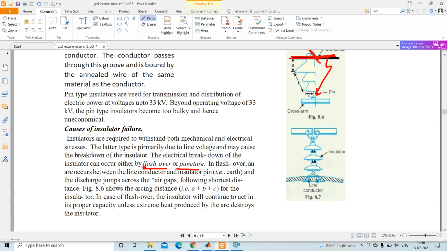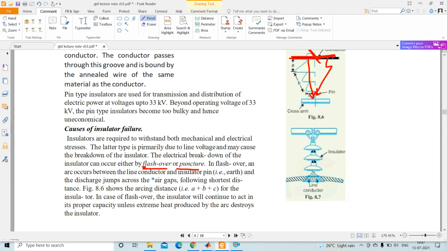when the line voltage exceeds a certain limit or certain value, then when there is a puncture, current will flow through this porcelain material to the pin. Okay, through inside this, if there is a puncture, excessive heat is formed inside this insulator material, and then the insulator may be permanently damaged.